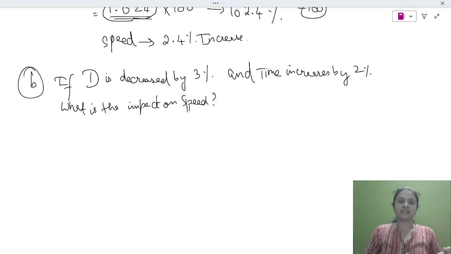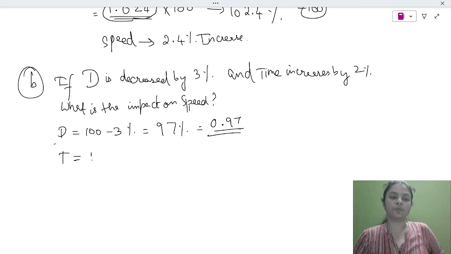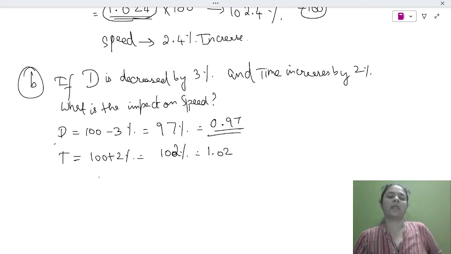Now here speed is asked, so we are doing distance by time. Suppose distance and speed are given and time is asked, you can accordingly change the formula and work. So now distance is decreased by 3%, what will you write? 100 minus 3%, 97% or 0.97. Time increases by 2%. 100 plus 2%, which is 102% or 1.02.